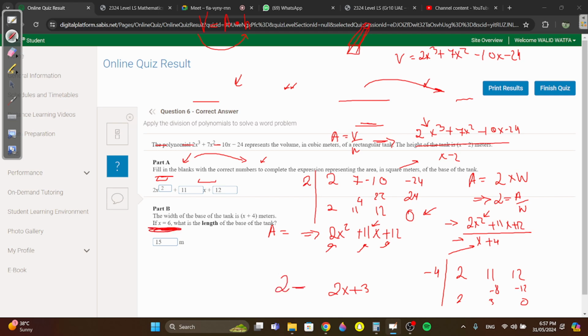They said if x equals 6, they want you to find it as a number. So you just substitute 2 times 6 plus 3 equals 15. That's it. That's it for 4.1.